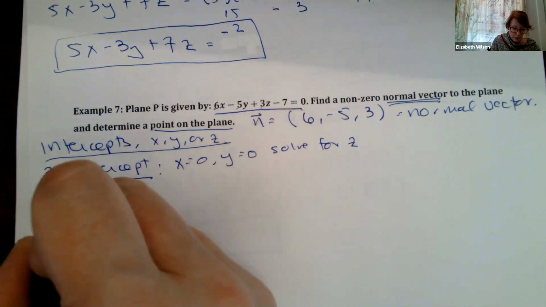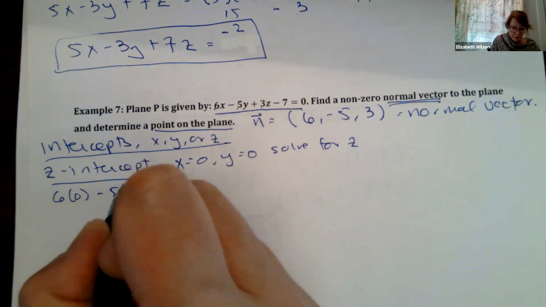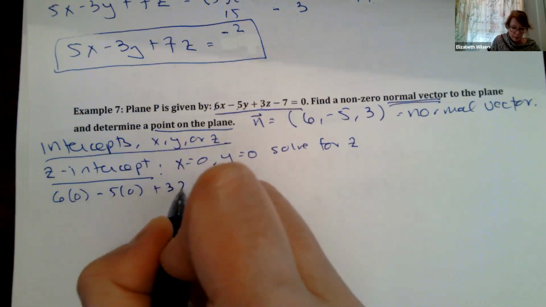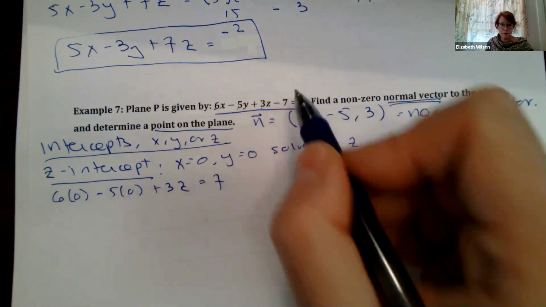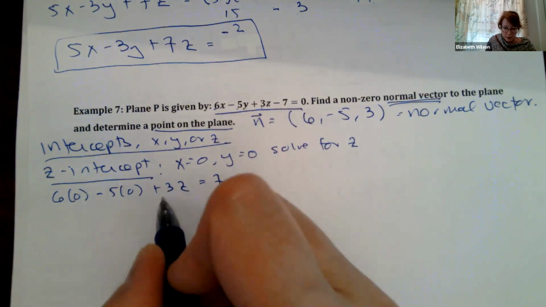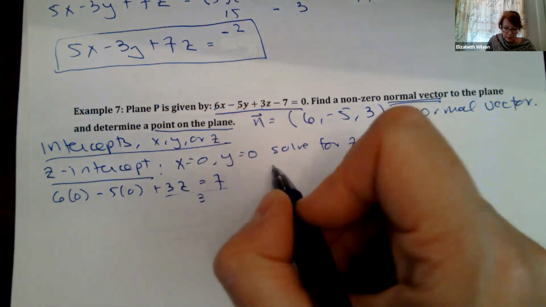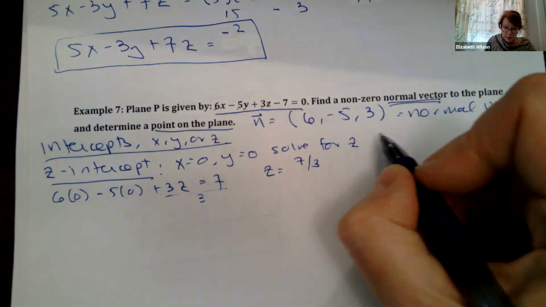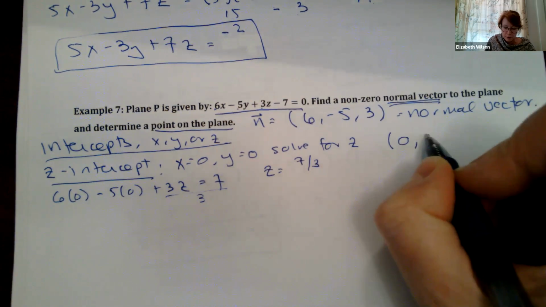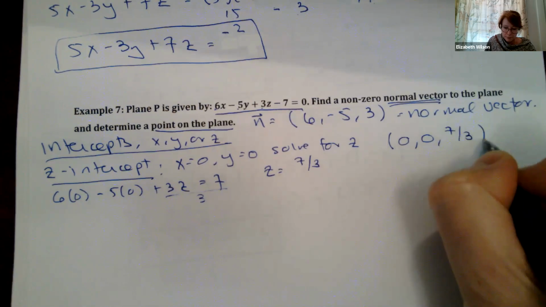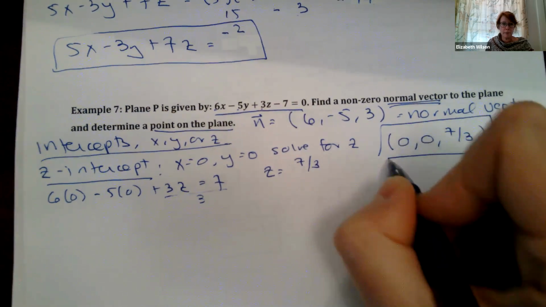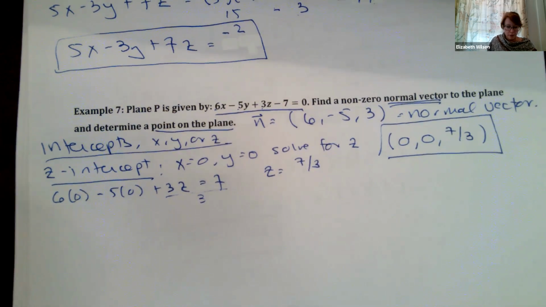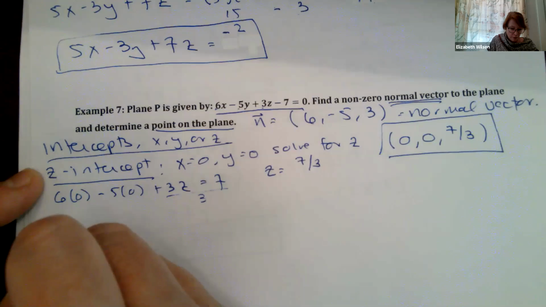So this becomes 6 times 0 minus 5 times 0 plus 3Z equals 7. I brought the 7 over to the other side to make it easier. Now I divide both sides by 3 and I get Z equals 7 thirds. So my Z intercept is 0, 0, 7 thirds. That's a point on the plane. Not too bad.